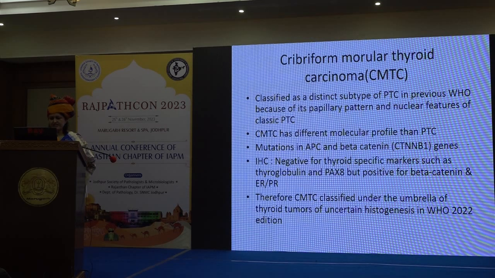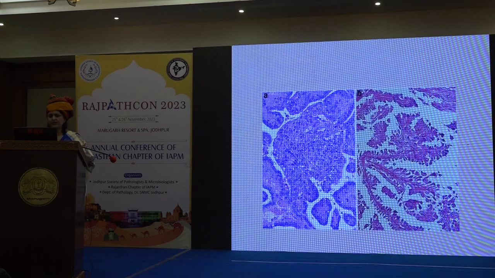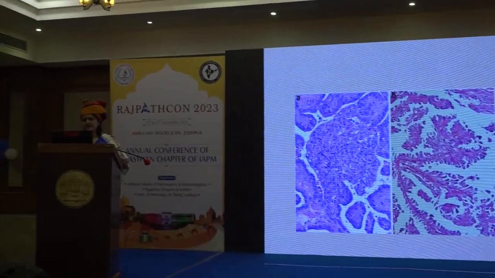Therefore, this CMTC, that is cribriform morular thyroid carcinoma, is classified under the umbrella of thyroid tumors of uncertain histogenesis in WHO 2022. I have not encountered this entity, but this is a book picture. You can see the papillae, and in between the papillae you can see the morules. You can see the nuclear features of papillary, but these morules do not show the immunohistochemical markers of thyroid, and that is the reason they put it into the different category, that is tumors of uncertain histogenesis.